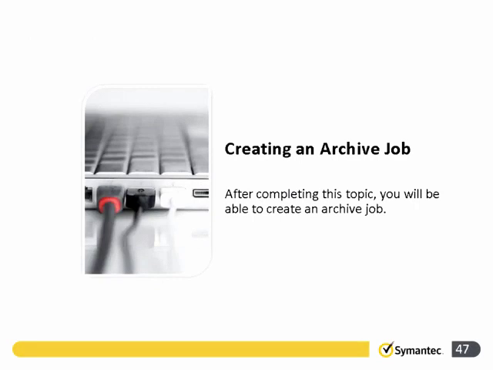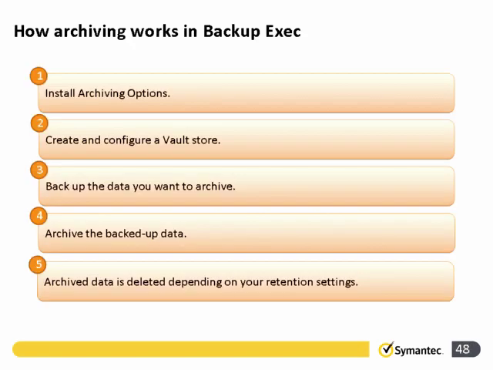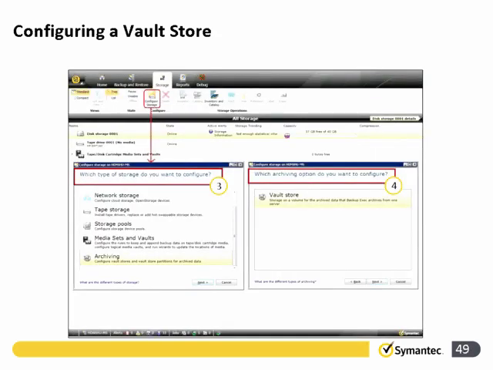To create an archive job, this is after you have run the backup of the original data. We need to install the archiving option, create the vault store, back up the data that we wish to archive, then run the archive, and then run a backup of the vault store itself, and then the data will be deleted from the source. So let's start with configuring the vault store.